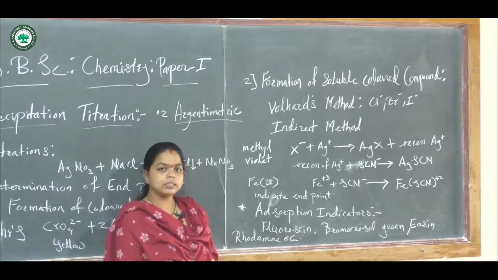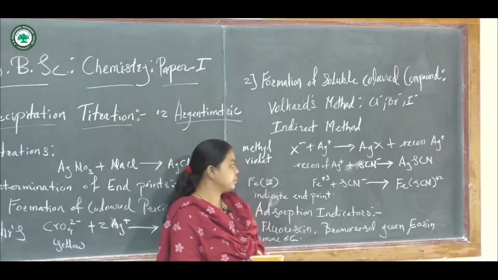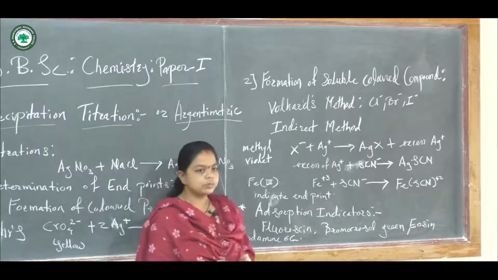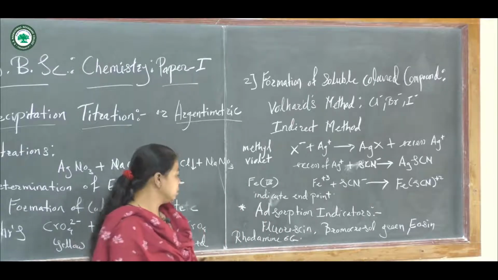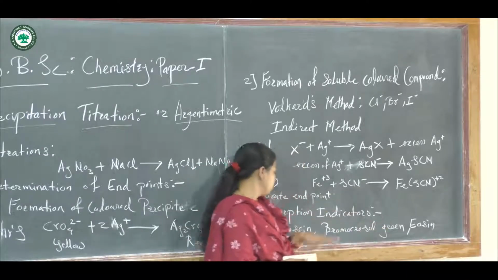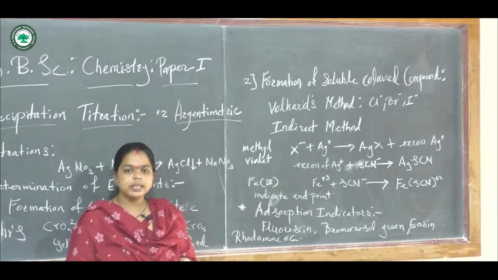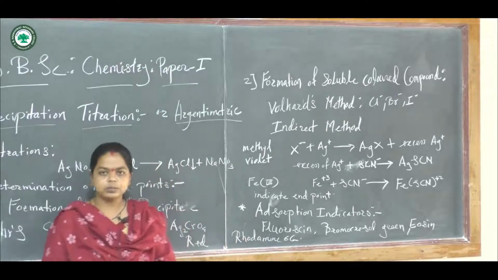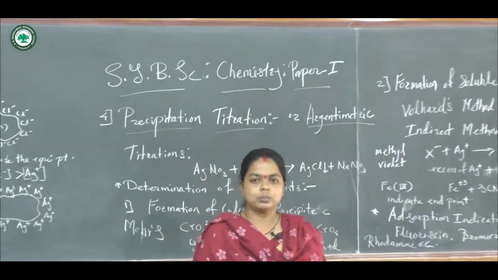So it is a simple method for the detection of the halide ions, which form precipitate with the silver nitrate compound. Now different types of indicators are used. Generally fluorescein, then bromocresol green, eosin, rhodamine 6G and methyl violet. These are examples of the adsorption indicator. They are called adsorption indicators because they work on the adsorption process.